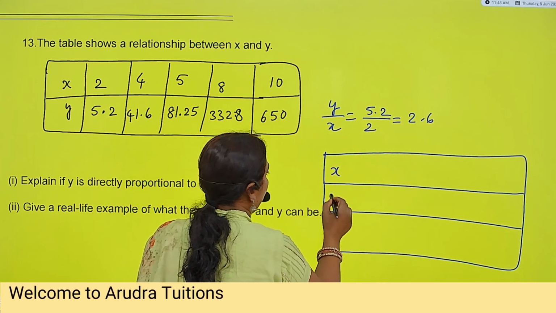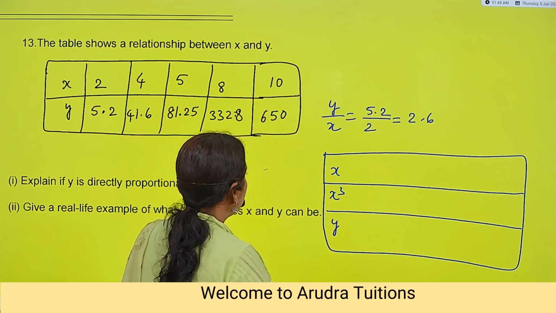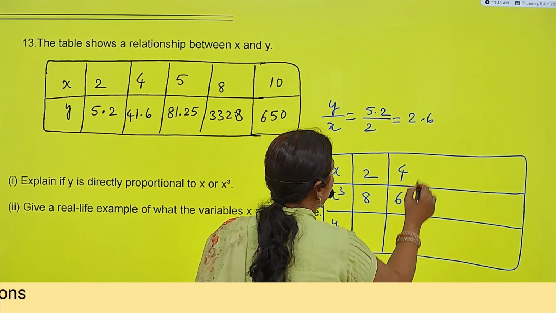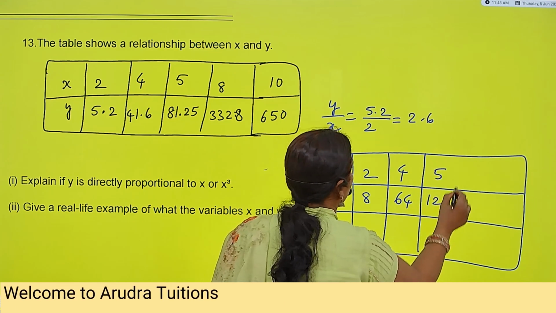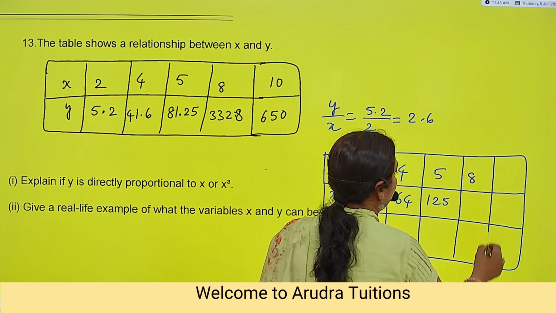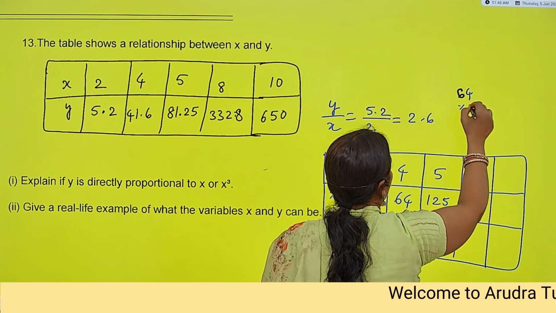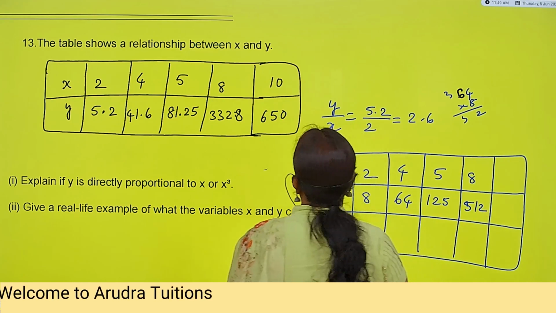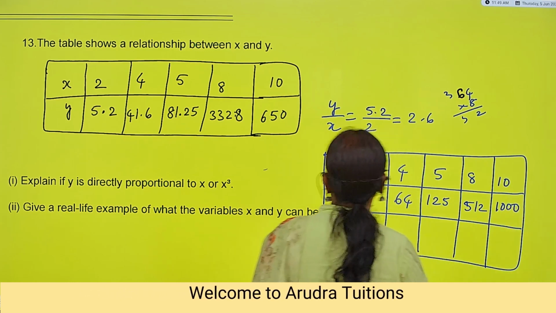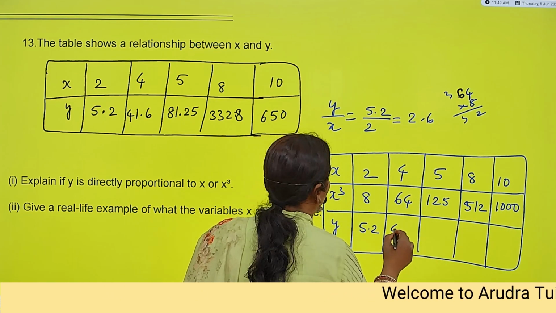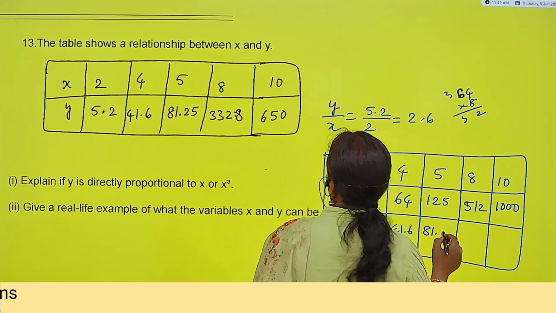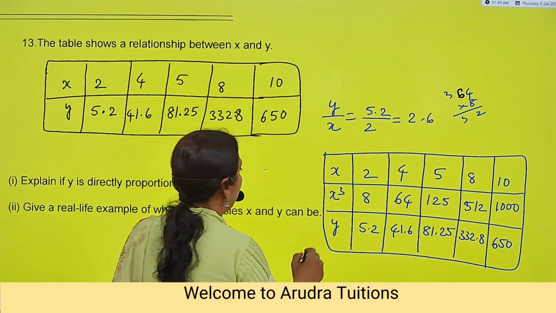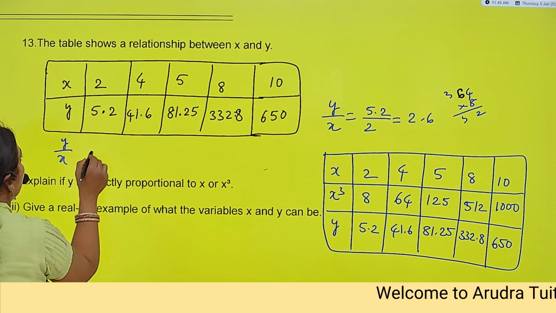They are asking x and x cube. x we take, x cube we take, y we take. x equal to 2, 2 cube means 8. x equal to 4, 4 cube means 64. x equal to 5, 5 cube means 125. 8 cube equal to 64 into 8, 512. And 10 cube equal to 1000. Take y values 5.2, 41.6, 81.25, 332.8, 650.